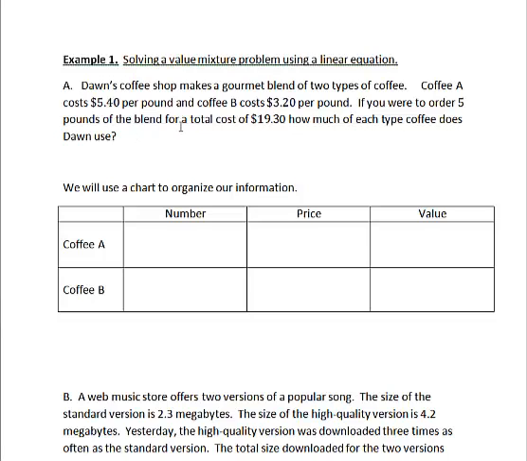So as I stated previously, this is incomplete information. We don't have all of the numbers. We do have the price of each, price per pound, and so this information can go directly in the price column for coffee A and coffee B. So what do we have for A? We have $5.40, and then $3.20 for coffee B.